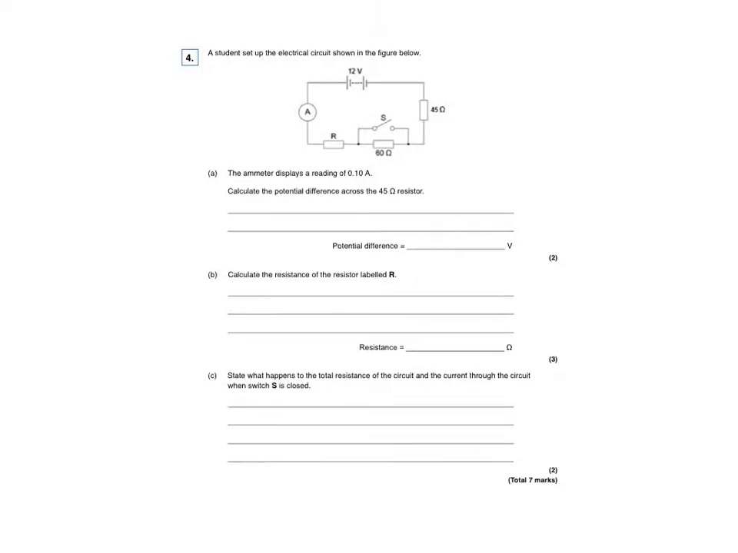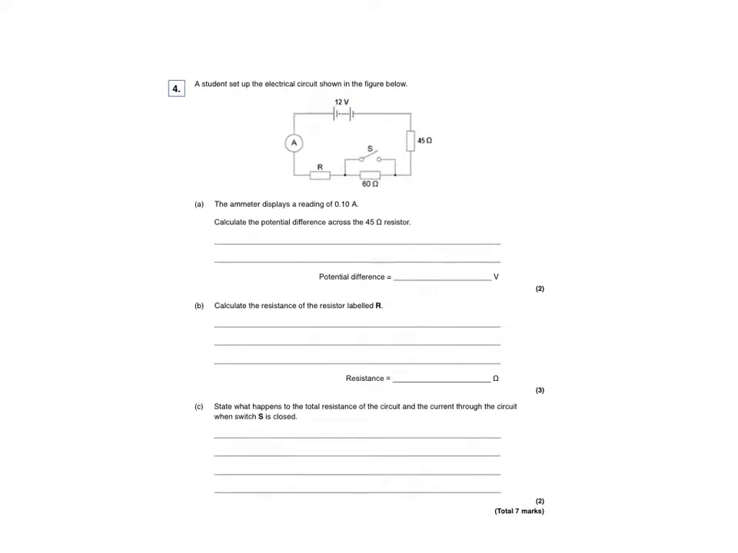Okay, we have here our first question of this second part. A student sets up the electrical circuit below with 1, 2, 3 resistors in series with an ammeter and a 12-volt battery. We also have here an open switch, which is proving this little short circuit here to be not working at the moment. So let's have a look at this question here.